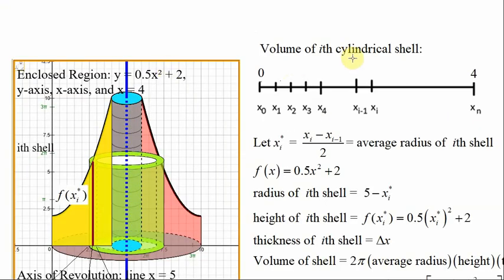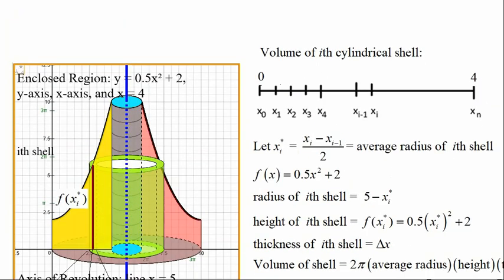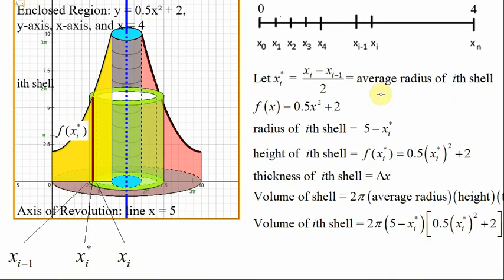And now let's find the volume of this ith shell. For the ith shell, it comes from this ith interval right here. So the value right here would be x sub i minus 1, and the value right here is for the inner shell.